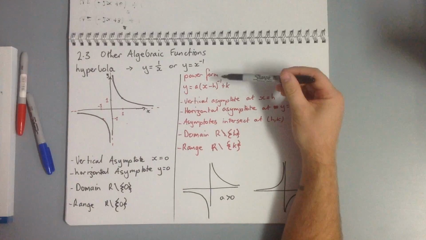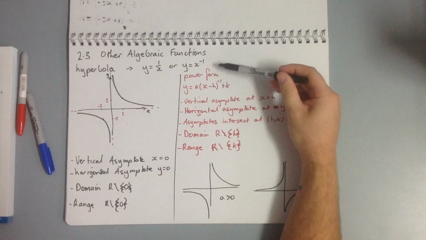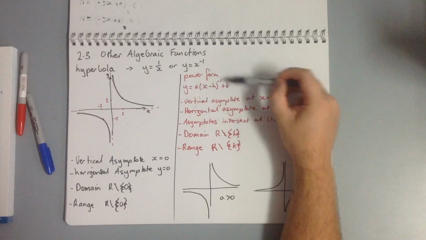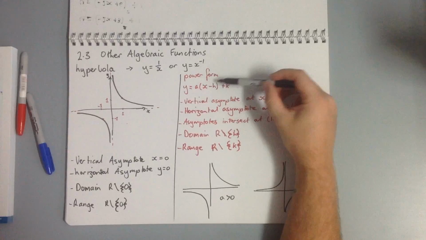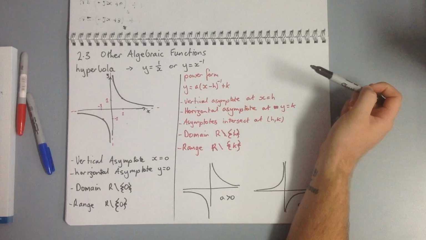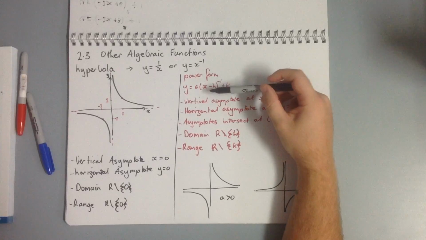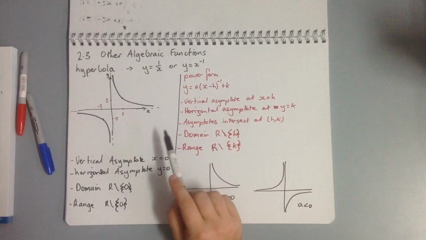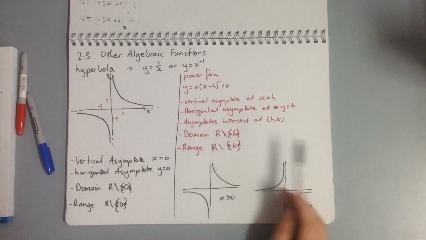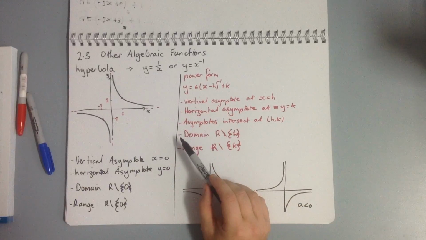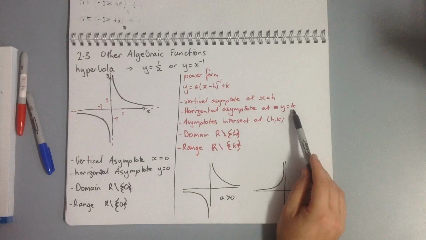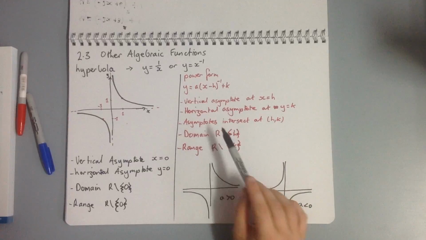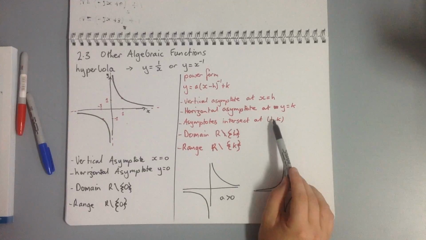Okay, we can take this further though and look at it in power form. Very similar to all our other polynomials in power form, it's just this time our power is -1. So we find that we have a vertical asymptote at x equals h now, because remember h is our horizontal translation. We have a horizontal asymptote at y equals k, because again k is our vertical translation. And our asymptotes intersect at the point (h, k).